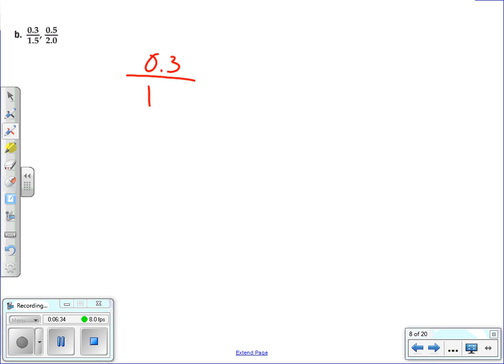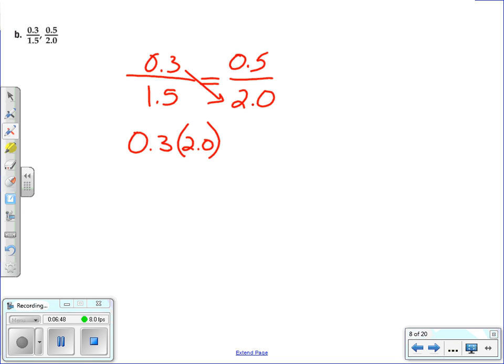All right, let's try another one. 0.3 over 1.5, is that equivalent to 0.5 over 2? Well, is 0.3 this times this equal to 1.5 this times that?